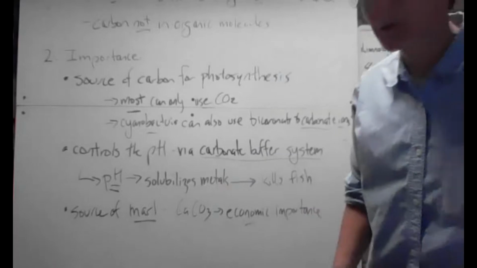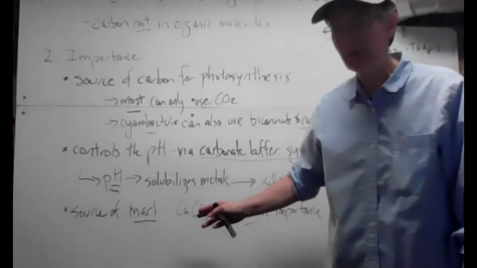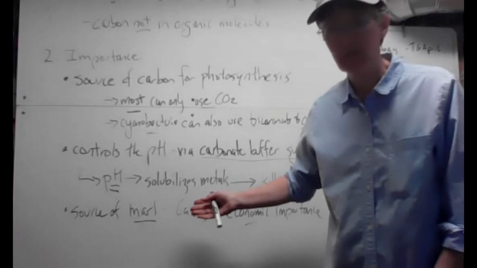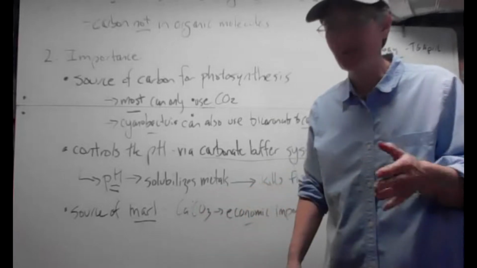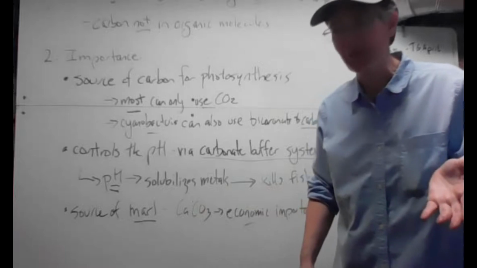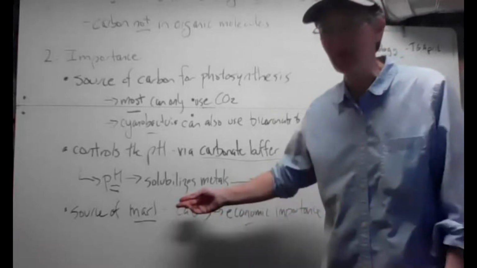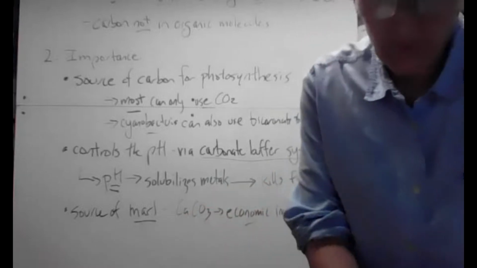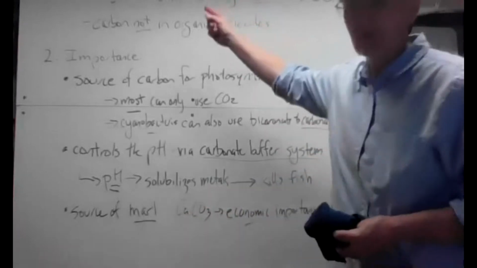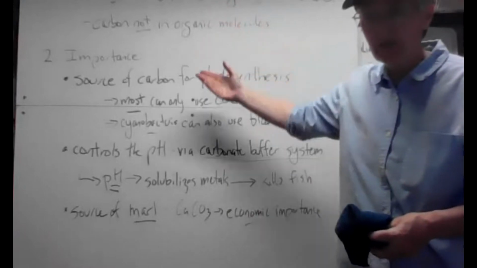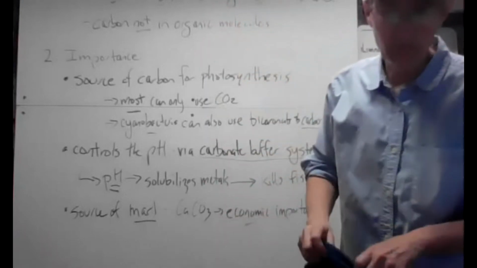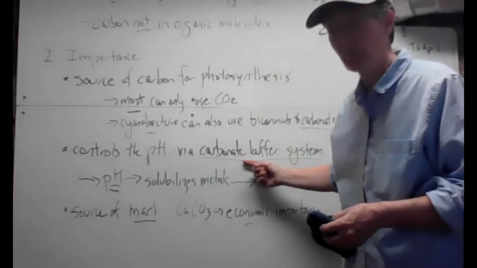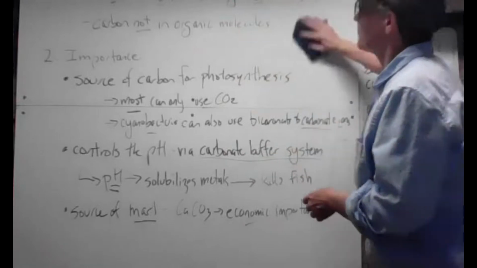And of course, ultimately, marl, given enough time, turns into limestone. Of course, we can't wait that long because it takes like millions of years. But ultimately, marl is what turns into limestone. Okay, so that's what inorganic carbon is and why it's important. Let's look at what forms it takes and this ultra important carbonate buffer system.